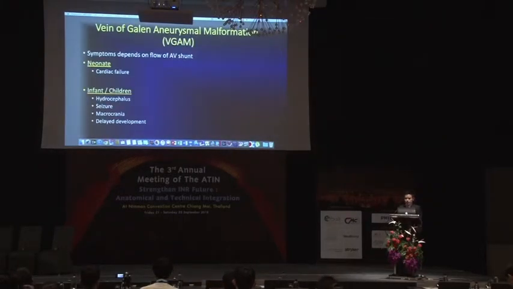The symptom of this disease depends on flow. So in the neonate, if the AV shunt is high flow, the neonate presents with cardiac failure because the high flow returns to the heart and then it causes failure of the pumping. In infants and children, the flow is less than the neonate. The patient can have neurological symptoms such as seizure, hydrocephalus, macrocrania, sometimes delayed development.